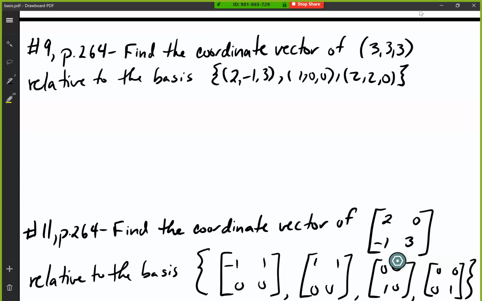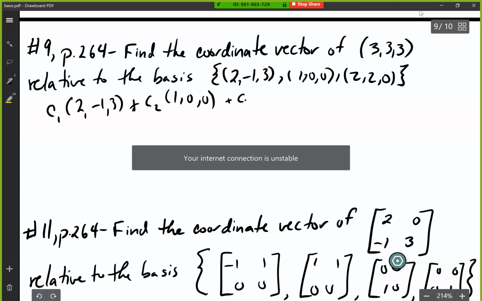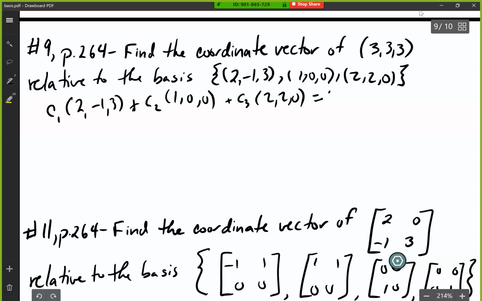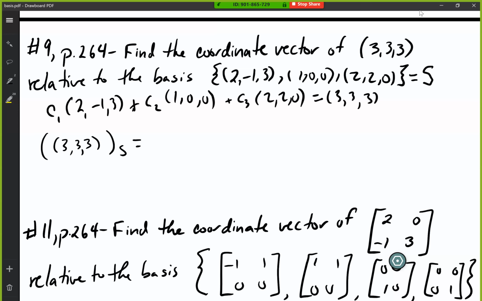So remember, for coordinate vector, we've talked about this before, we're looking for C1 times the first vector, C2 times the second vector, C3 times the third vector, to give us the vector that we're interested in. If this is our set S, then the notation for the coordinate vector with respect to S looks like that. We put parentheses around the vector, put a subscript of S, and those coordinates will be C1, C2, C3. So when you're finding the coordinate vector, your goal is to figure out what these constants have to be.